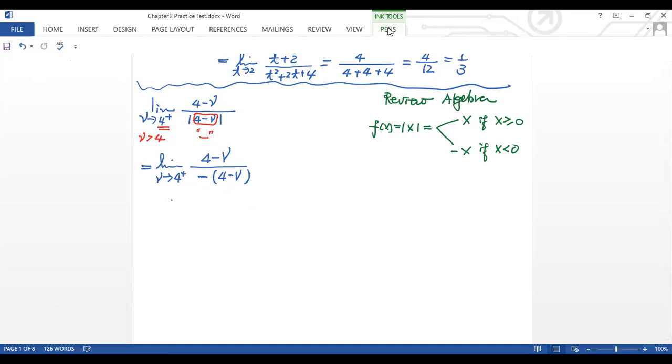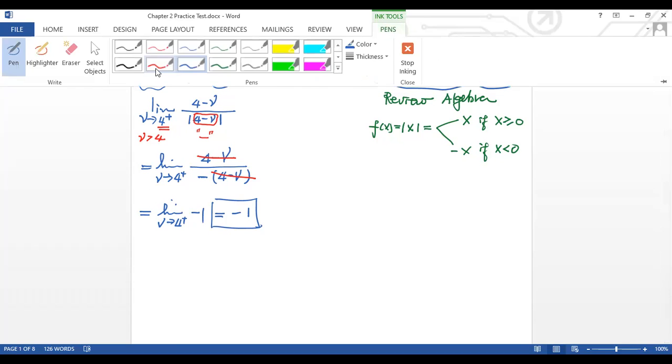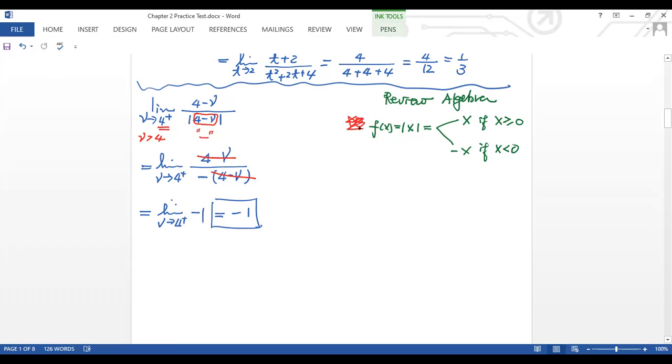In here, 4 minus v over 4 minus v, I can cancel. After you cancel, the limit as v approaches 4 plus of negative 1, and negative 1 is a constant. So my answer is negative 1. This is super important. If you have the absolute value, how do you break it? A lot of students have trouble, so make sure you know how to break the absolute values.